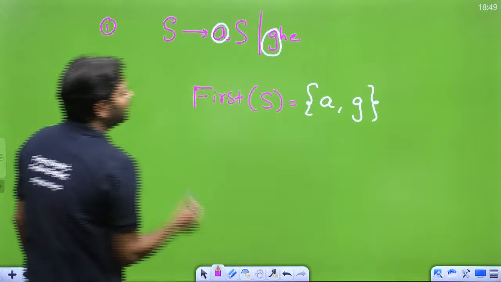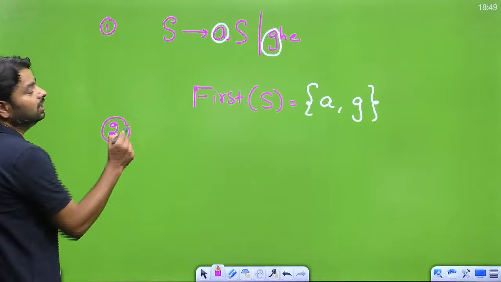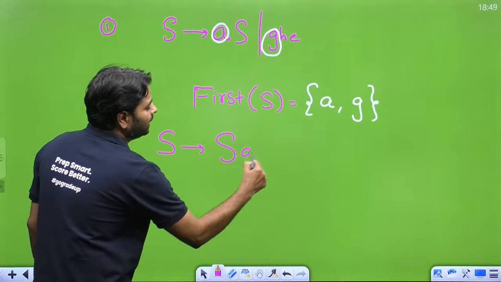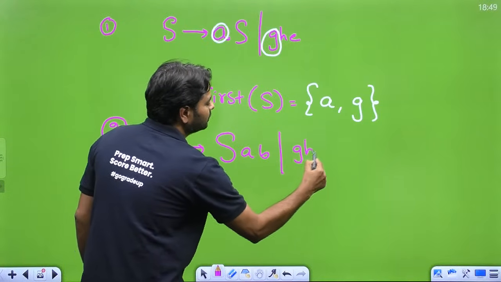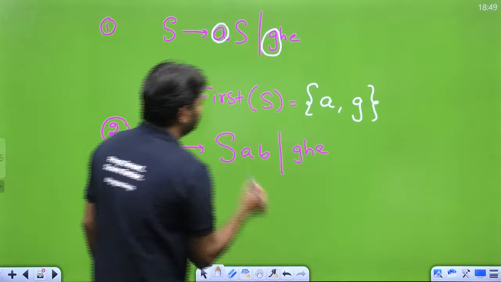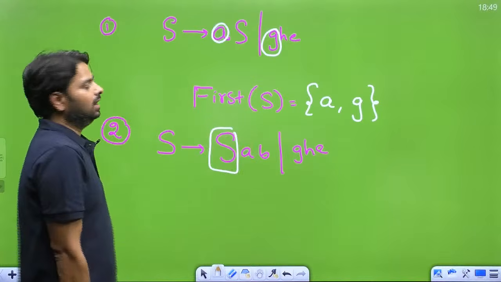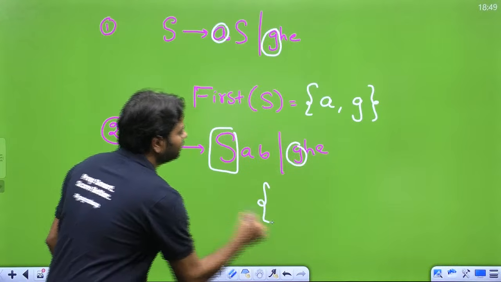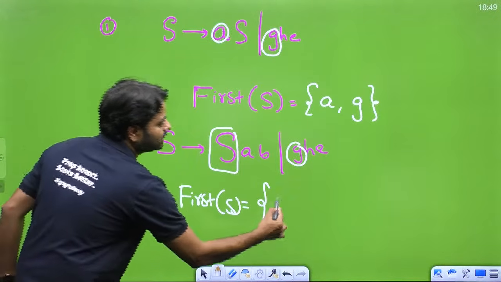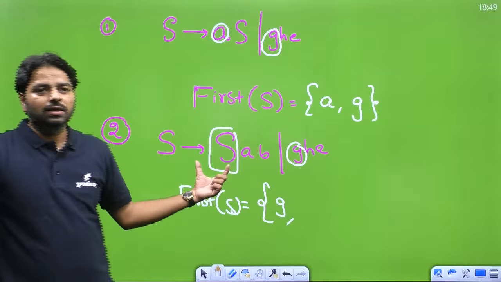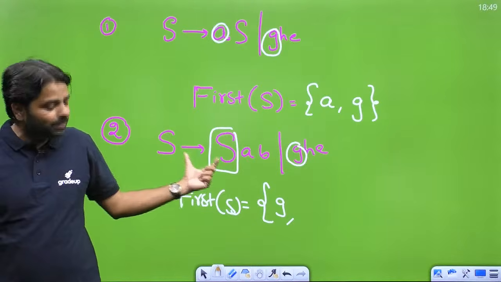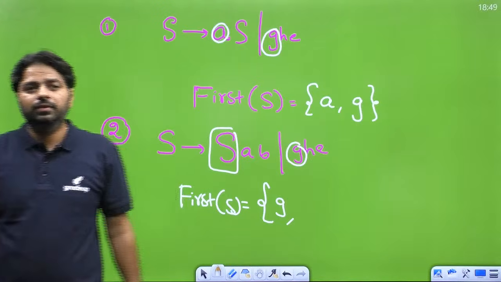People face difficulty here, so I'm making you revise to remember that. In case you see this, let me write something. Now look, who is there? Yes, of course G is there, so the answer is there. First of S is equal to, no doubt, G. But here, does S derive epsilon or not? That is going to decide your answer. Tell me, does S derive epsilon?